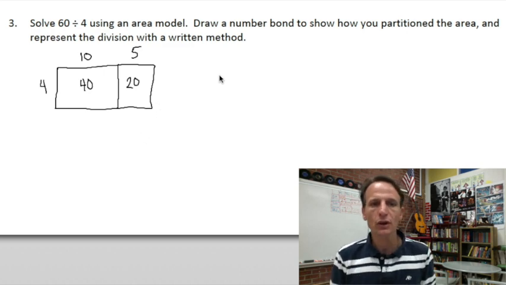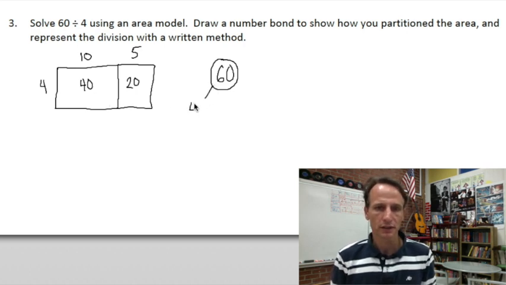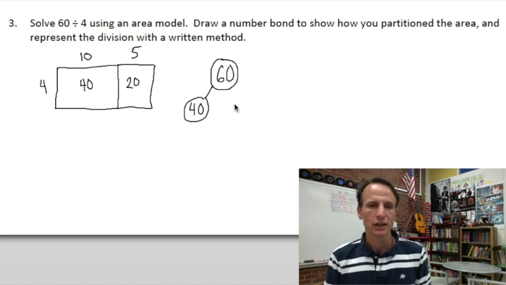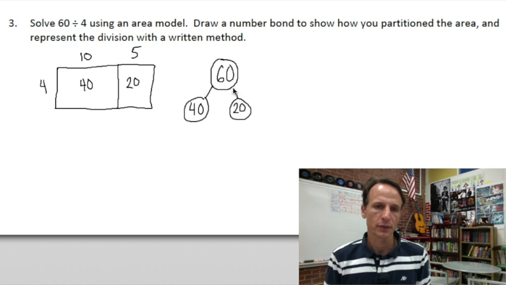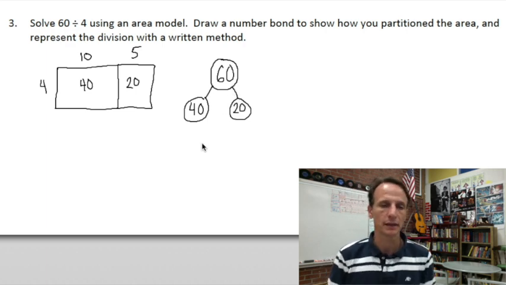Okay, so now when we draw our number bond, what we started with was 60. And we partitioned it as what? Well, 40, because there were 10 4s in 60. We're looking at how many tens of 4s. And that left 20. That's how we got those numbers. It's important you understand where those numbers come from. We're not going to just make it up.